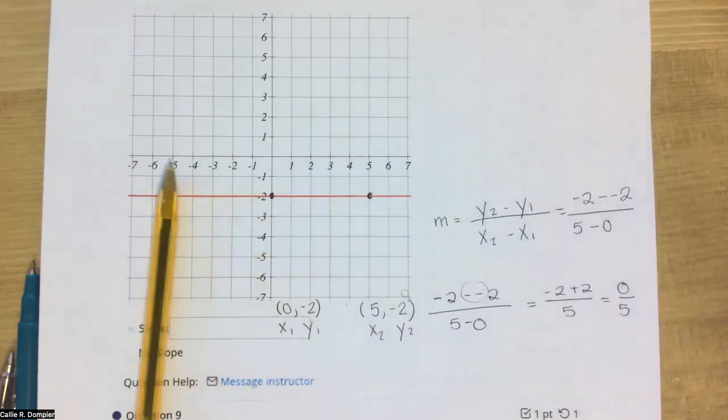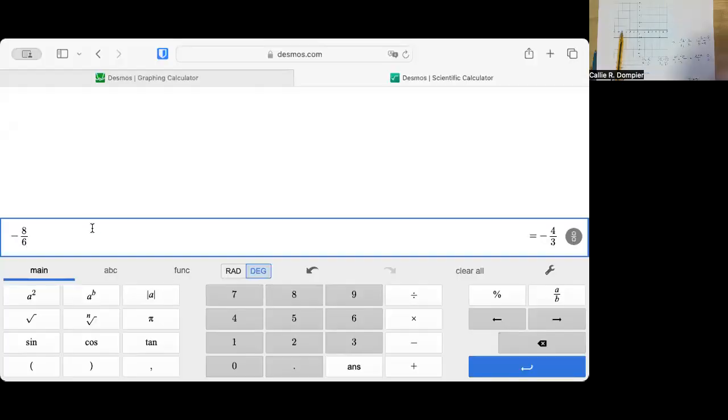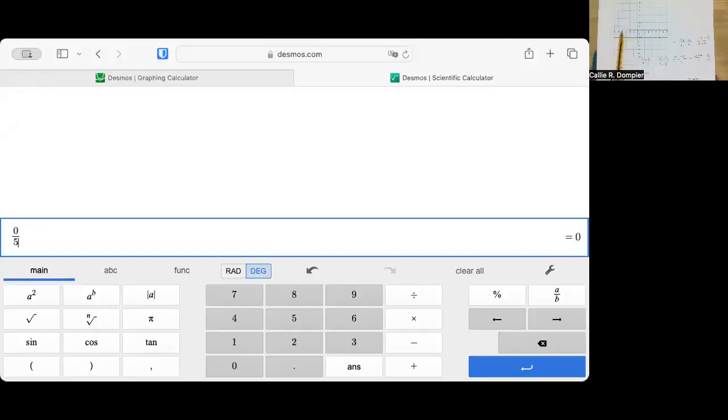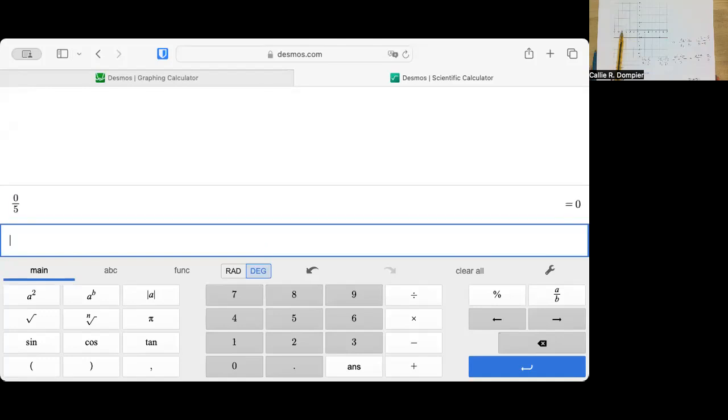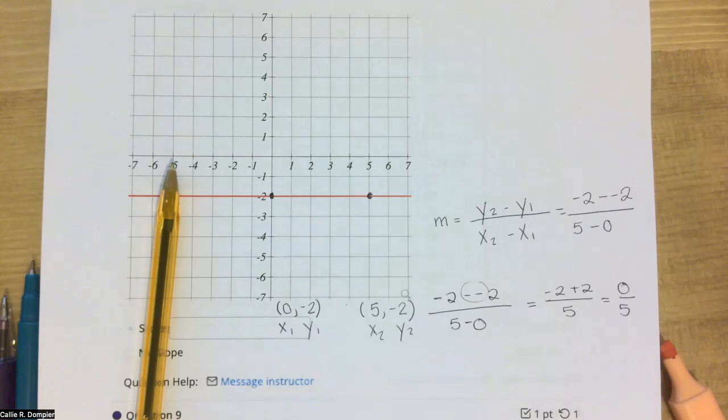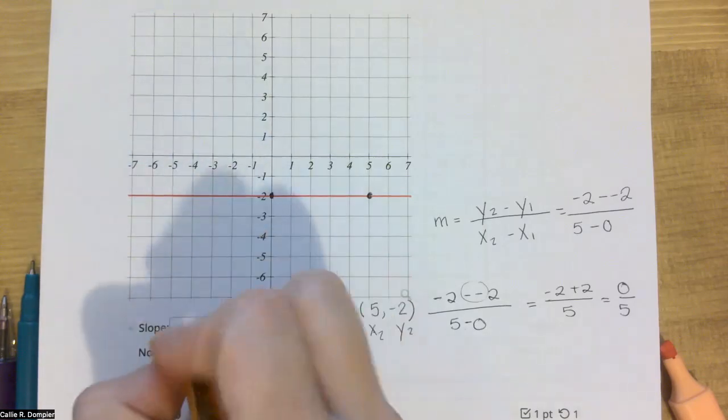0 divided by 5. What happens when we take 0 and we divide it by a number? 0 divided by 5 is 0. So our slope is 0. Even if it was 0 divided by 10, it would still be 0. 0 divided by -4, still 0. Good. So that is a slope of 0.